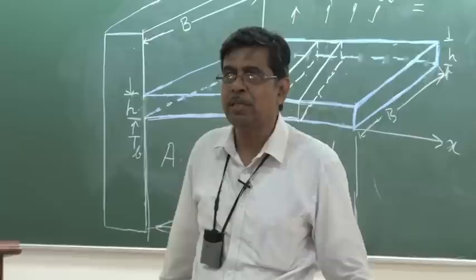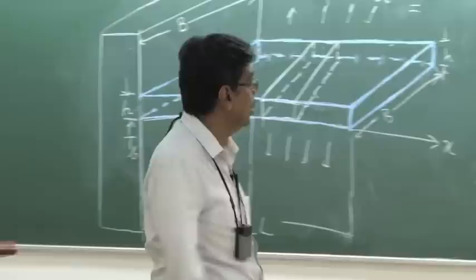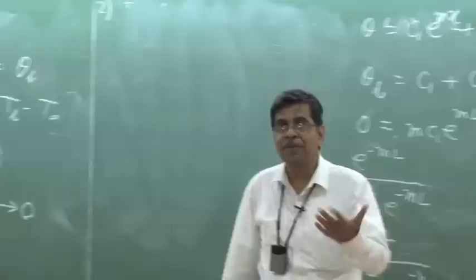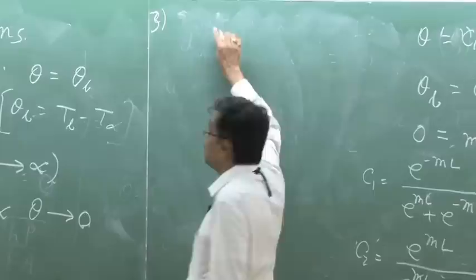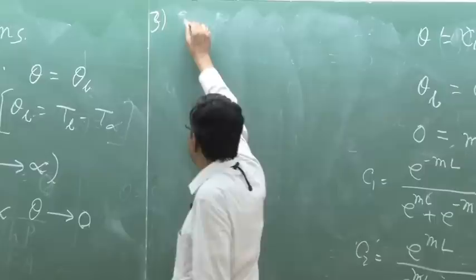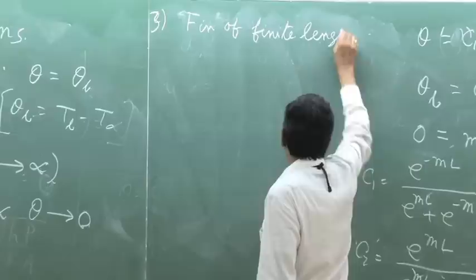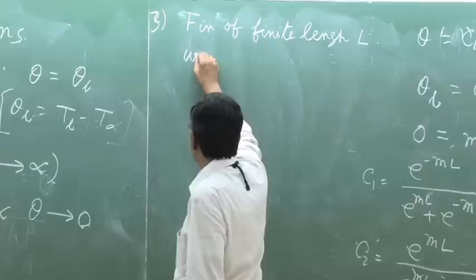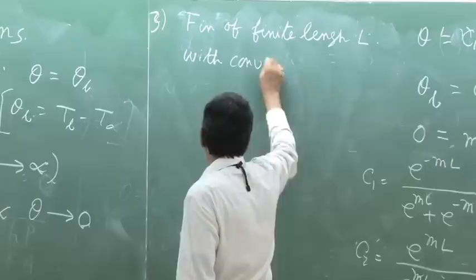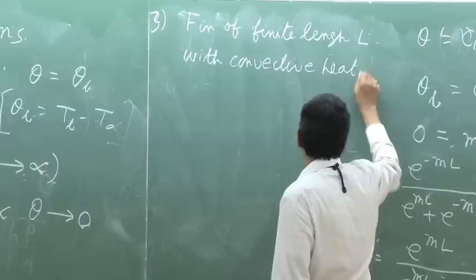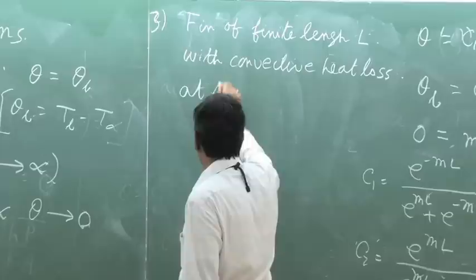T may be very low. There is a huge drop from TB. Depends upon thermal conductivity also. Now insulated, sometimes the fin surfaces may not be insulated. And even with insulation, there may be heat loss. So the third one is the most practical condition, that fin of finite length L, but with convective heat loss at the tip. What is meant by that?